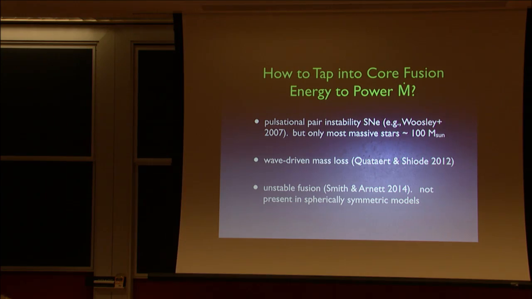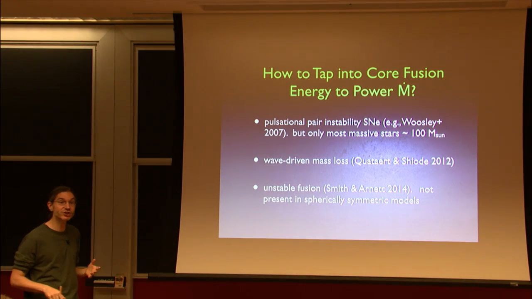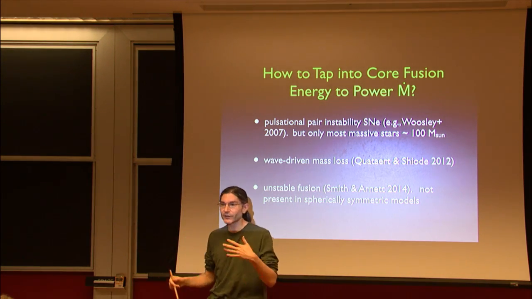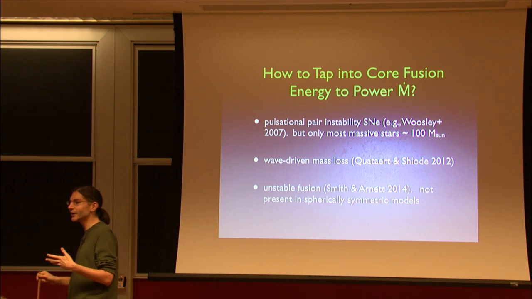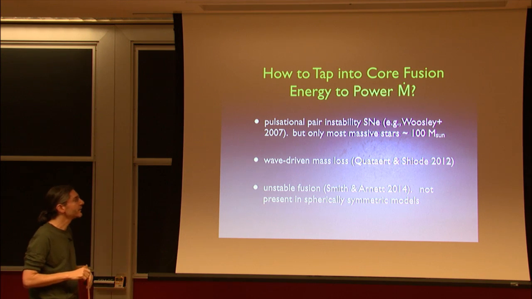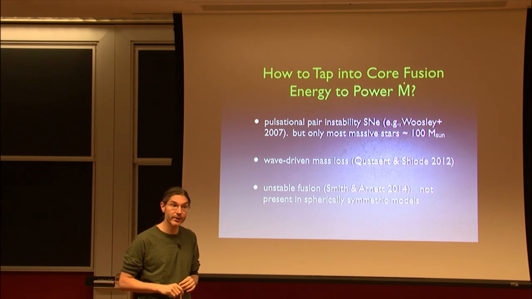So my view is that this is the obvious energy source to think about for powering unusual mass loss in late stages of stellar evolution. And the question then becomes, what is wrong about standard spherically symmetric stellar evolution such that it can't tap into that energy source? And so there's a couple of different ideas that have been proposed.